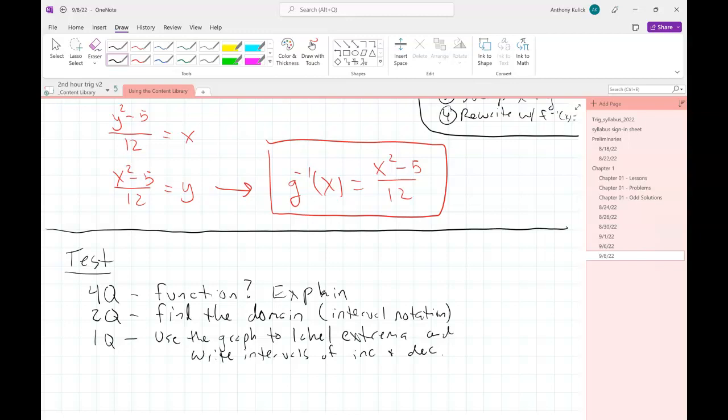So one question where I'm going to give you a graph and ask you to label the extrema on the graph, so absolute or local, max and min, and then to write the intervals of increasing and decreasing. I'll label the coordinates for the points for you guys to use for the extrema, so it should be easy to write those intervals.